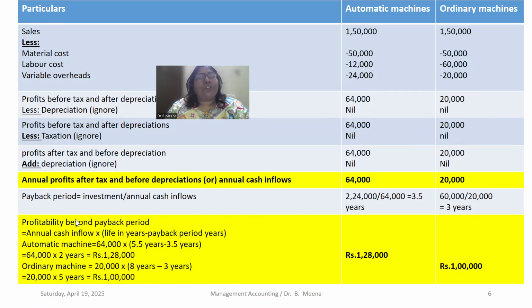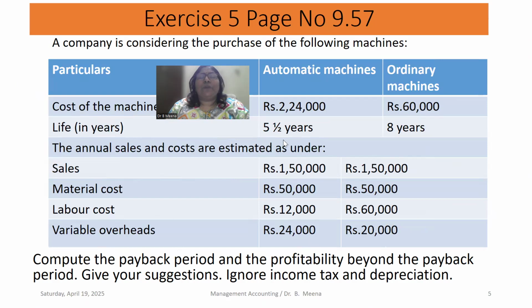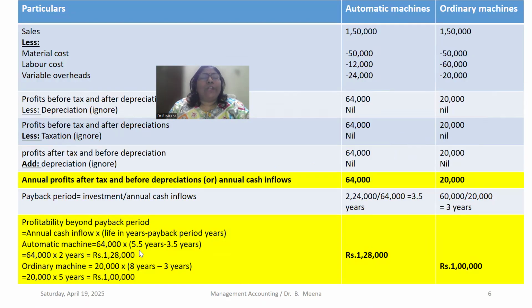There is one more question in this problem. What is the profitability beyond payback period? So likewise, we need to calculate the annual cash inflow of the respective machines into life in years. The life in years for both the machines was given. For automatic, it is 5.5 and for ordinary, it is 8 years. So we need to compare with the payback period of the respective machines.